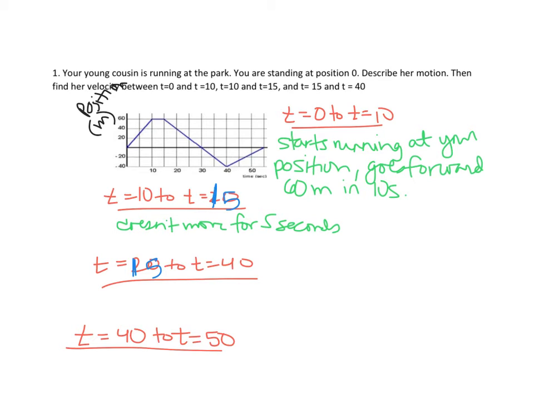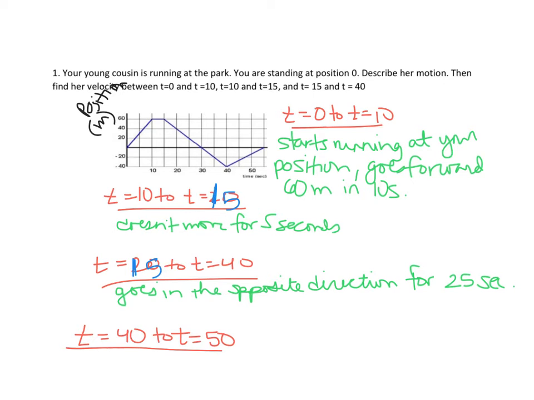We know that because the position is becoming more negative. You can also look at the slope. The slope is negative at that point. That tells us that your cousin is going in the opposite direction from where she started.